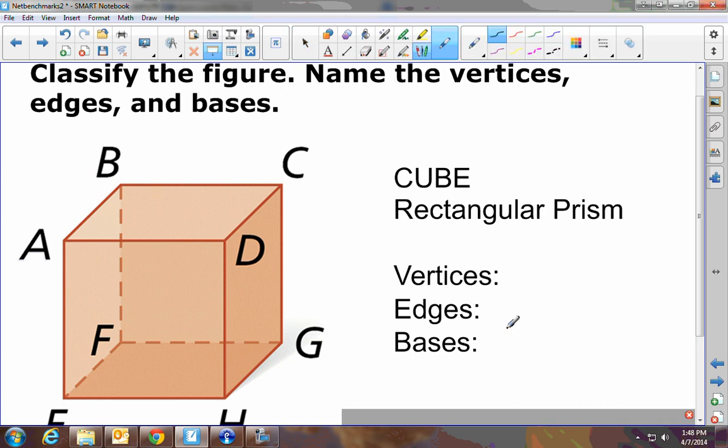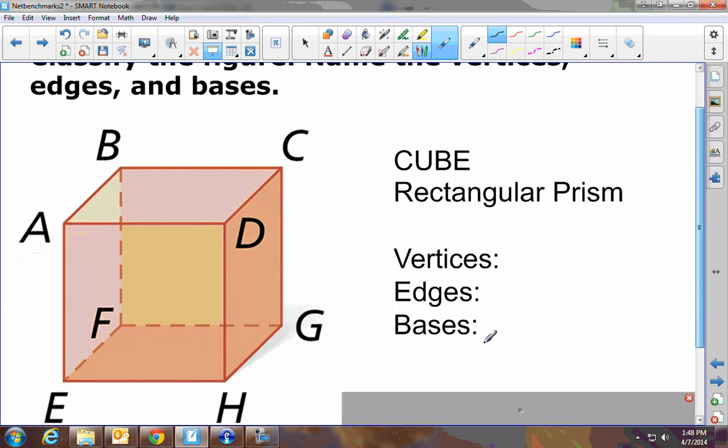Okay, so let's just start with the bases. The bases are going to be often the bottom and the top, although it could be rotated, so it could be the sides. But for this, we'll call one base E, H, G, and F. So that's the bottom base. And then the top base would be A, B, C, D.